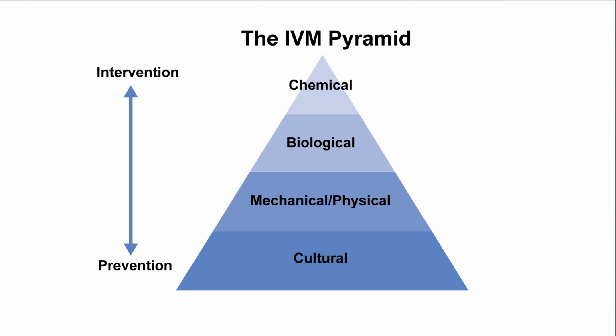Tactics at the bottom of the pyramid tend to be preventative, while those towards the top require greater intervention. As you go up the pyramid, the risk associated with using each tactic also increases. Let's go into more detail about each of these 4 categories of control.